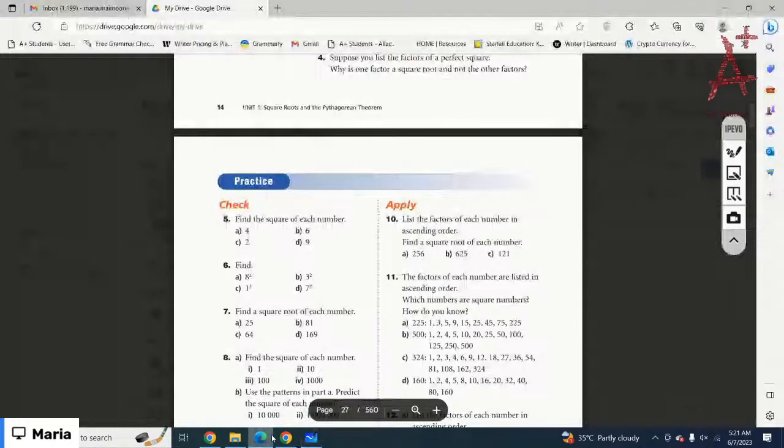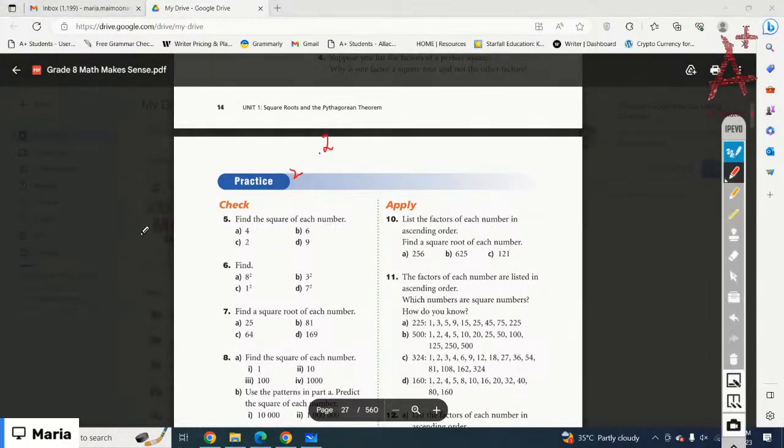Let's just move on to question number 6. Find 8 square, 3 square, 1 square, and 7 square. 8 square means you have to do 8 times 8, and 8 times 8 makes 64. Got it? 3 square means you need to do 3 times 3, that would be 9.